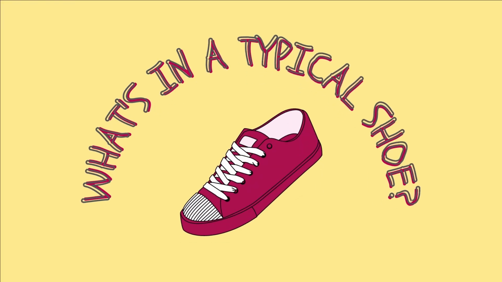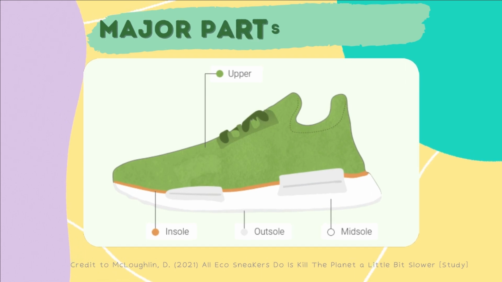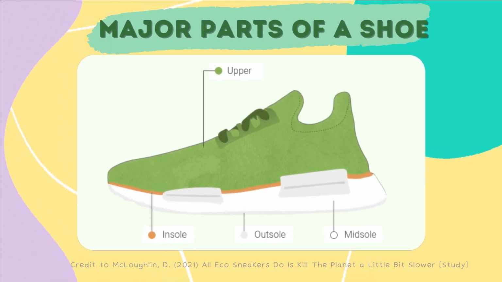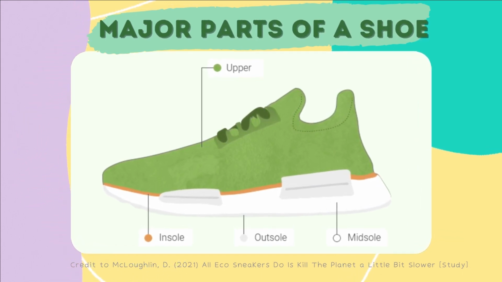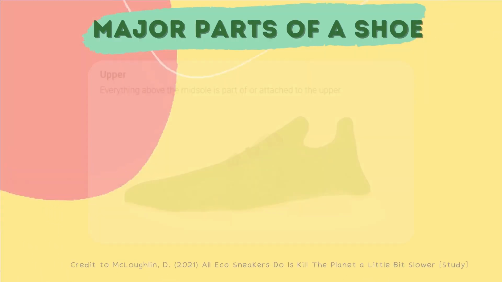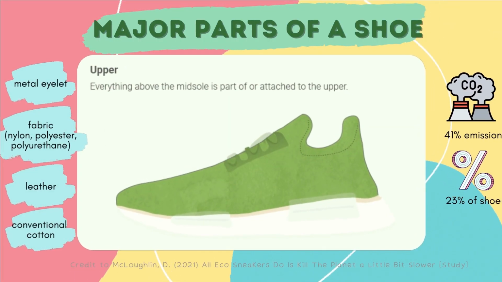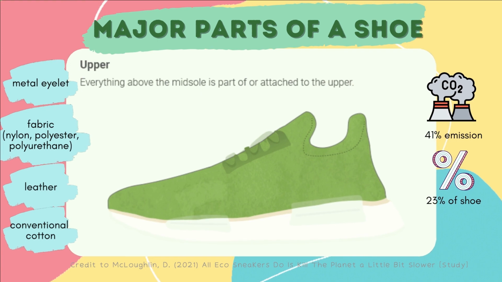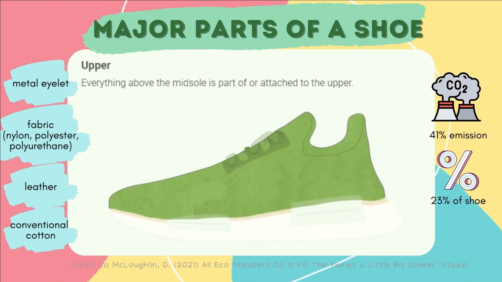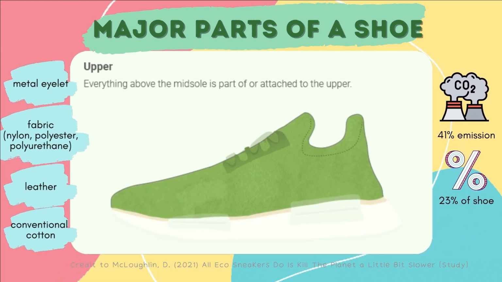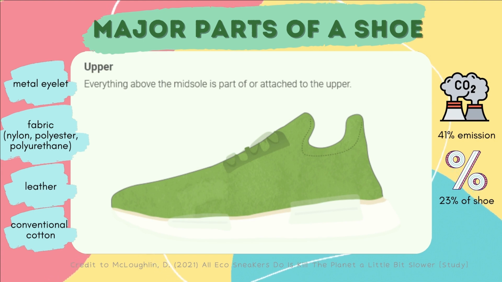Do you know what is used to make your shoes? There are about 4 to 5 major parts of a shoe, which are upper, insole, outsole, and midsole. The upper part is everything above the midsole. A typical shoe usually consists of metal eyelets, varying fabrics, leather, and conventional cotton. They cover about 23% of the shoes, and the production of the upper part contributes to 41% of carbon emission.